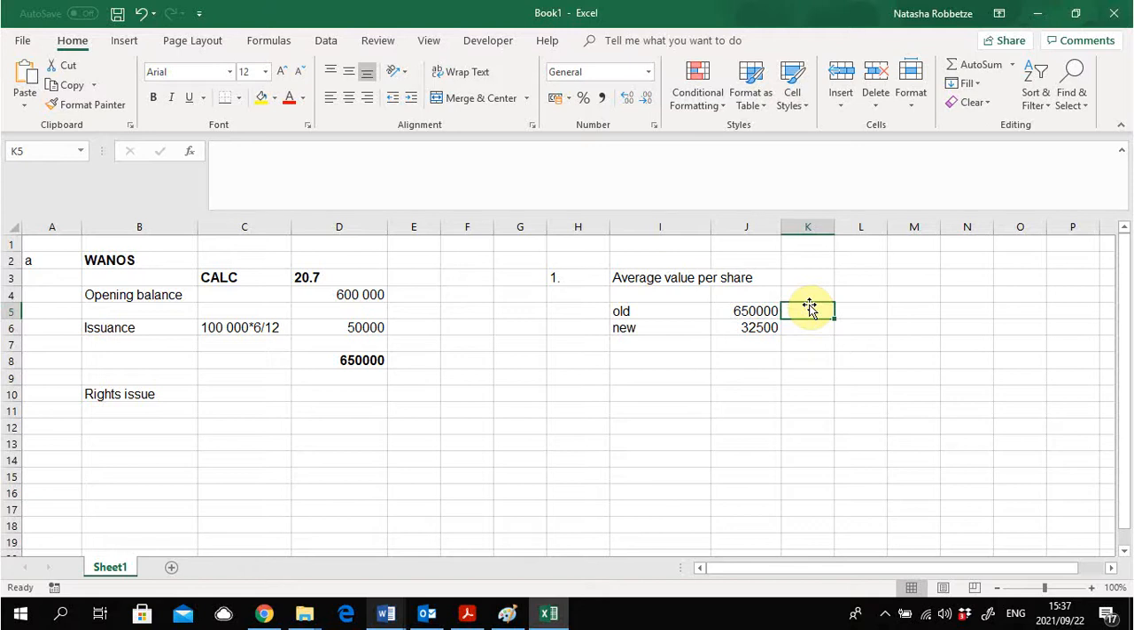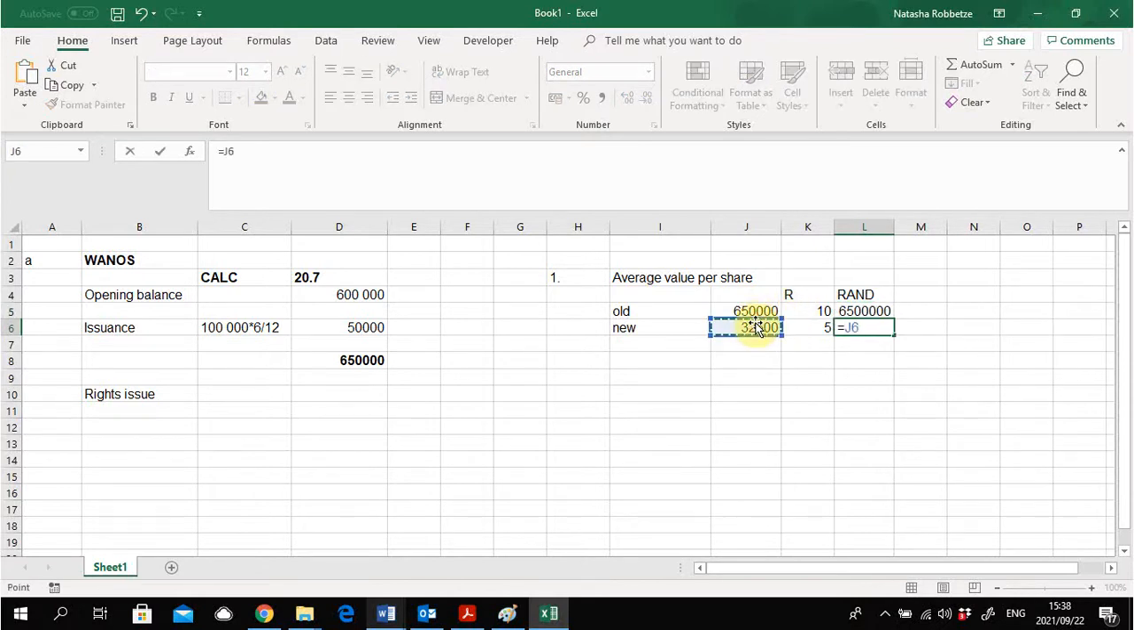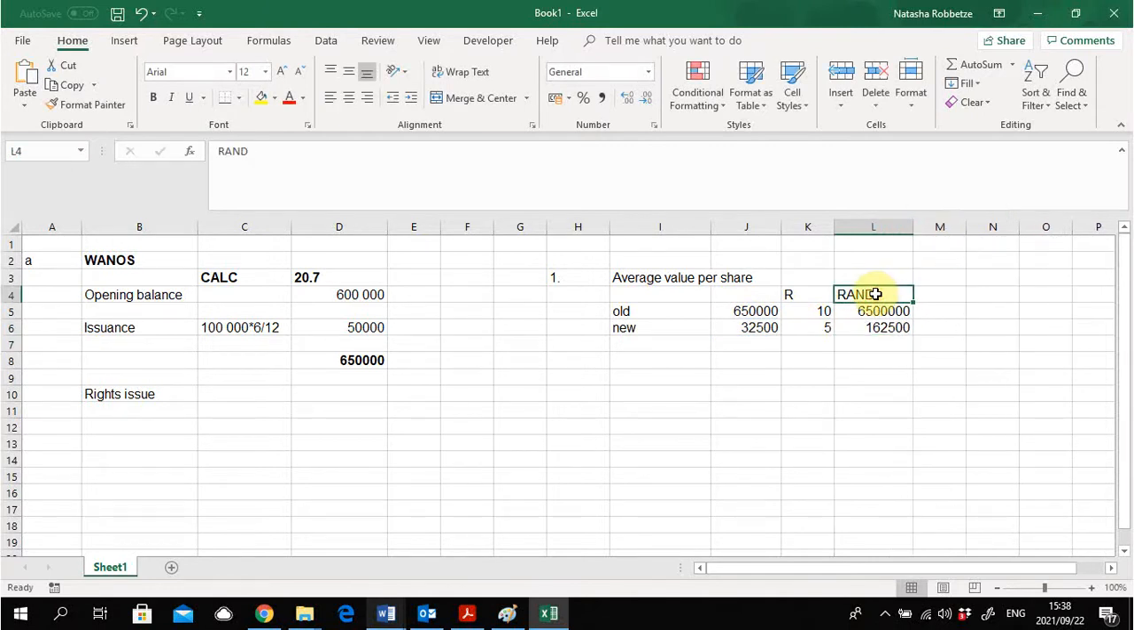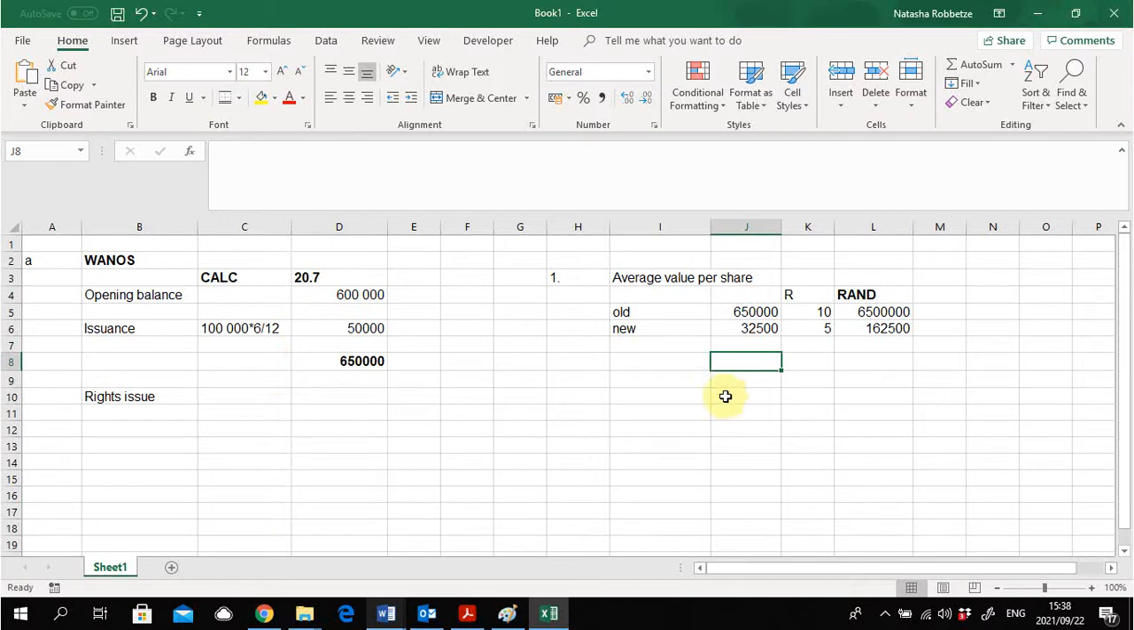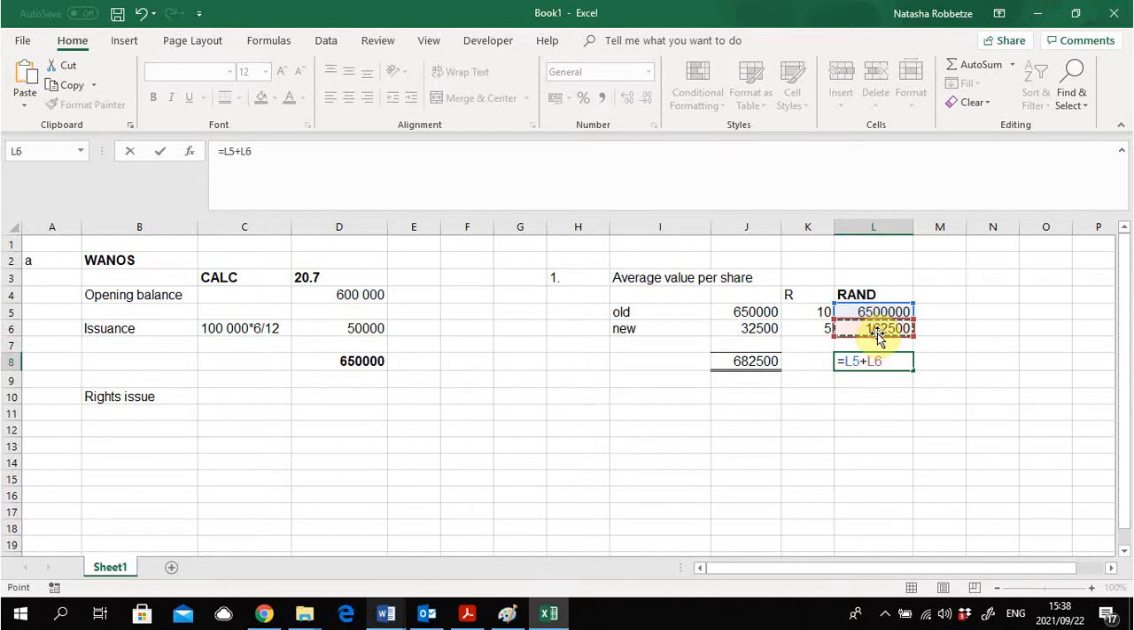So I believe it was 10 Rand for the fair value, but 5 Rand for the rights issue. And then we can go and calculate the total Rand value, which will be the old shares times their fair value, and then the new shares times their rights issue value. If I add everything together, I can then go and calculate my average. So I'm first adding up all the shares, which is old plus new. Then I'm adding up the Rand value of the shares, which is 6.5 million plus the 162,500.